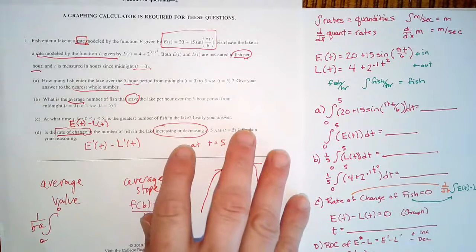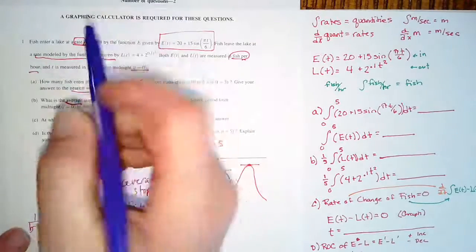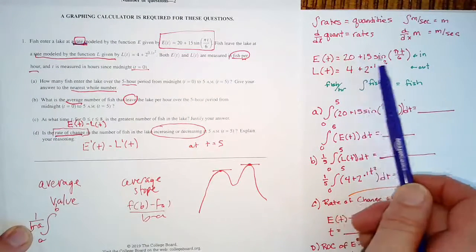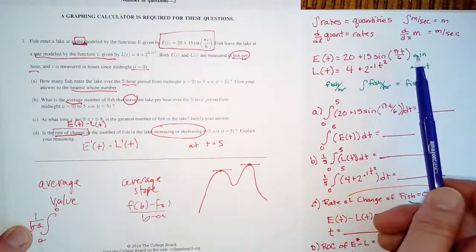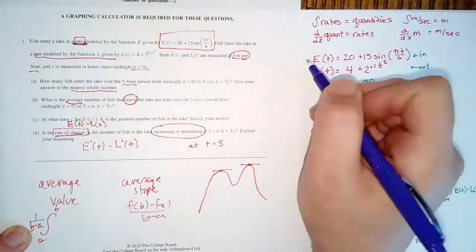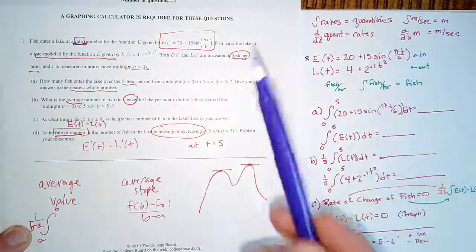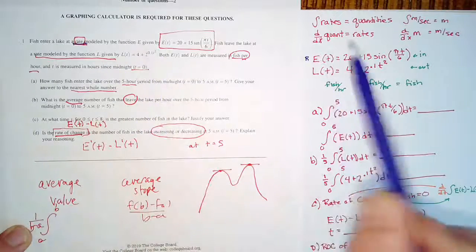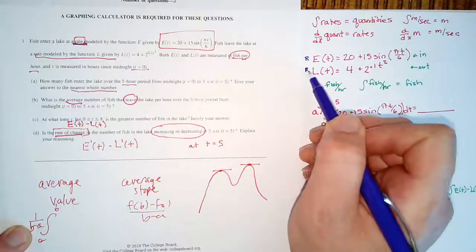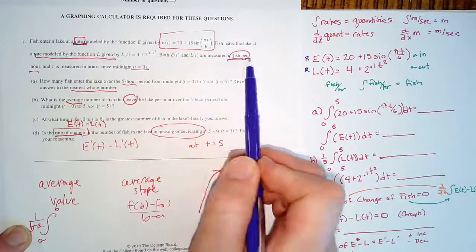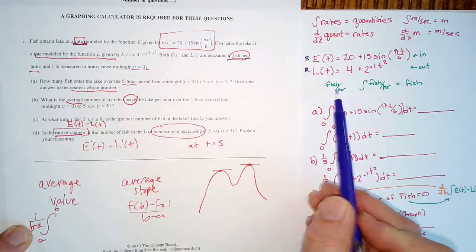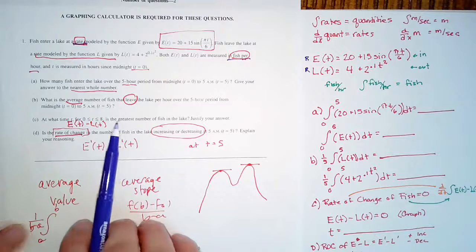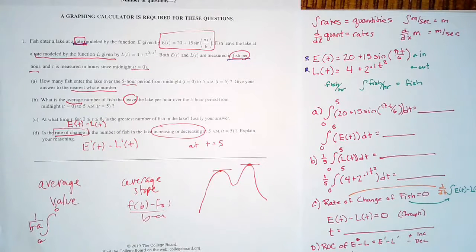It says fish enter a lake at a rate modeled by this equation. So this is fish entering, following this rate right here. That equation is for a rate. So E of t is a rate. Just write down R so I know. Fish leave the lake at a rate modeled by L of t. Once again, this equation is a rate. And they'll usually give me the units of measure. That means E of t is measured in fish per hour. That means the integral of fish per hour would end up being fish. So if I want the number of fish, I'm going to be integrating this equation.